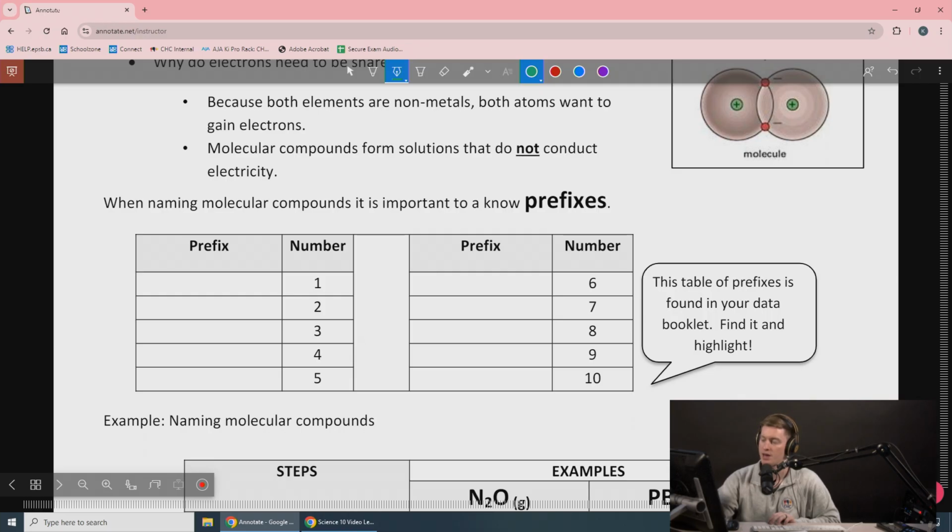If one of a type of atom is present, we say that there is a mono prefix. The prefix for 2 is di. The prefix for 3 is tri. You can think like a triangle has 3 sides. The prefix for 4 is tetra. Once you pass 5, if you know the names of regular polygons, then you will know the different shape names and therefore the different prefixes. 5 is penta, like a pentagon. 6 is hexa. 7 is hepta. 8 is octa.